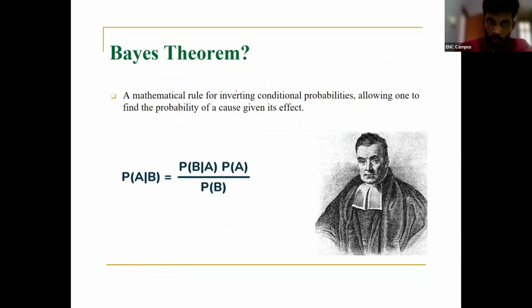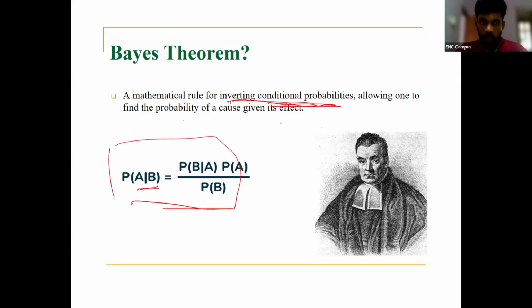It's a mathematical rule for inverting conditional probabilities. Conditional probability: what is the probability of A given that B happened? We can calculate it by this formula.